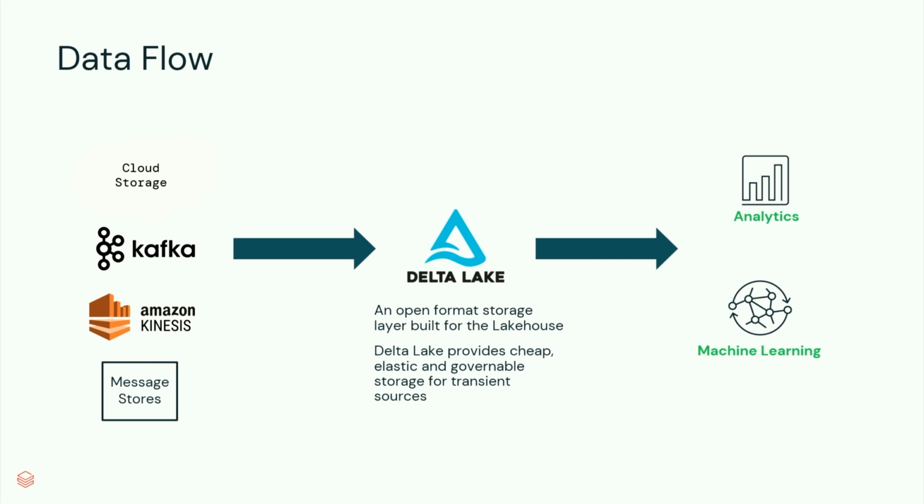If you look at the data flow of these use cases, the data lands in Kafka or Kinesis or some message bus, or even cloud storage like S3. The data is ingested into Delta Lake using streaming itself, and further computations are done using streaming jobs that take the data from Delta Lake, compute it, and store it back into Delta Lake itself.